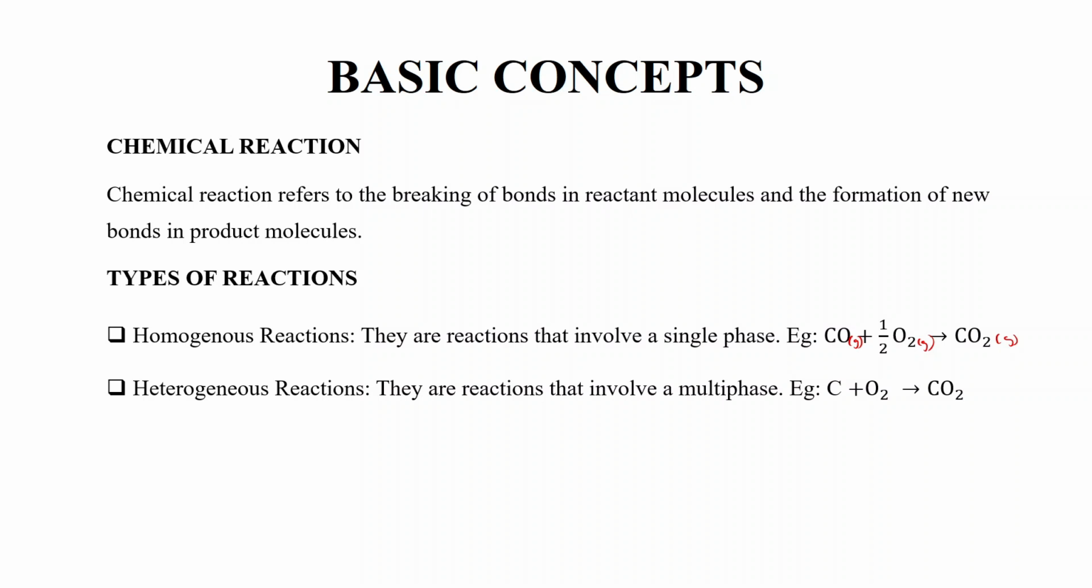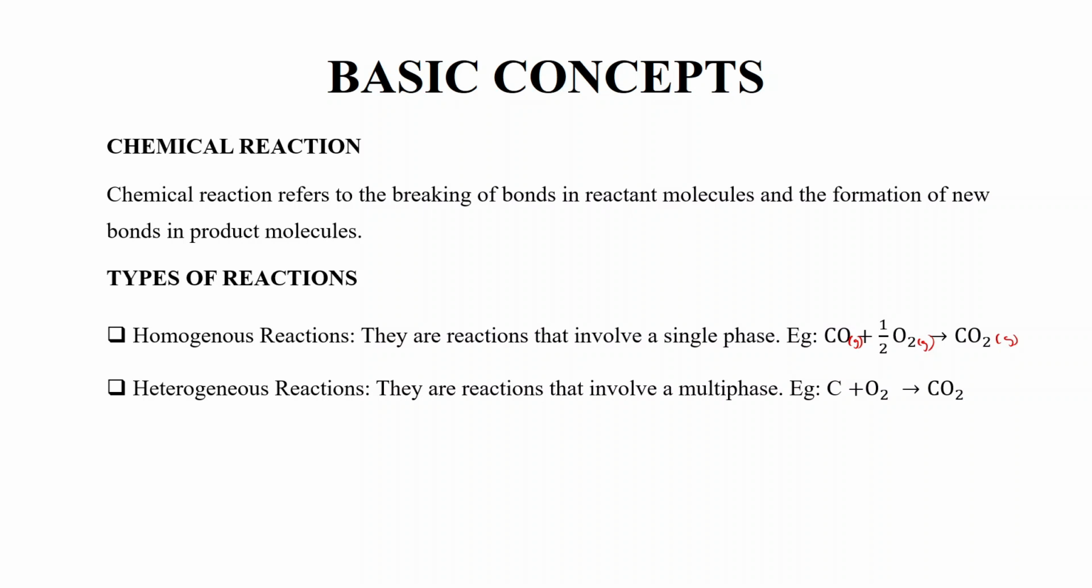The second type of reaction we're looking at is the heterogeneous reactions. These are reactions that involve a multi-phase. So multi-phase, we are trying to say that the reaction involves more than a single phase, or just more than one phase. So we can have gaseous and solid phase combined. Probably the reactants will be a mixture of gaseous and solid, gaseous and liquid, and then the product might be a different particular phase.